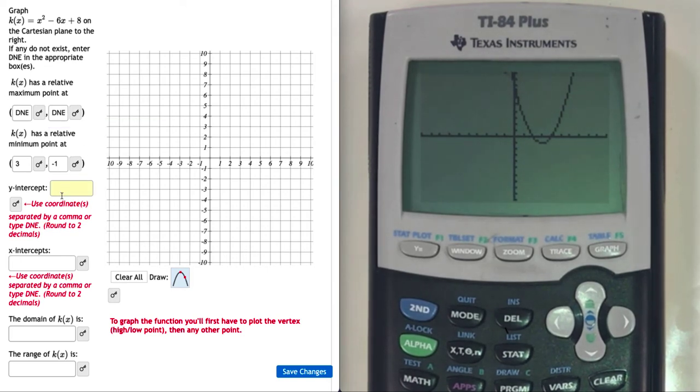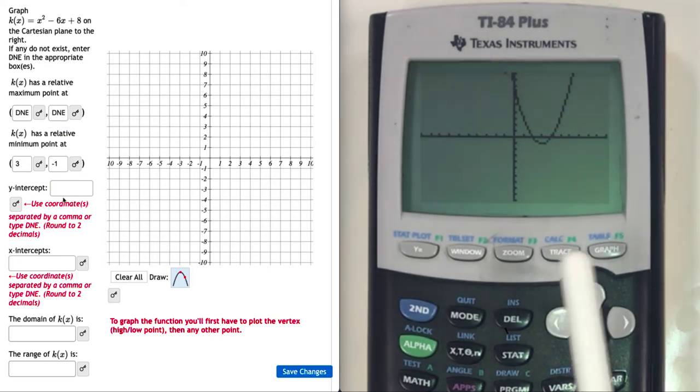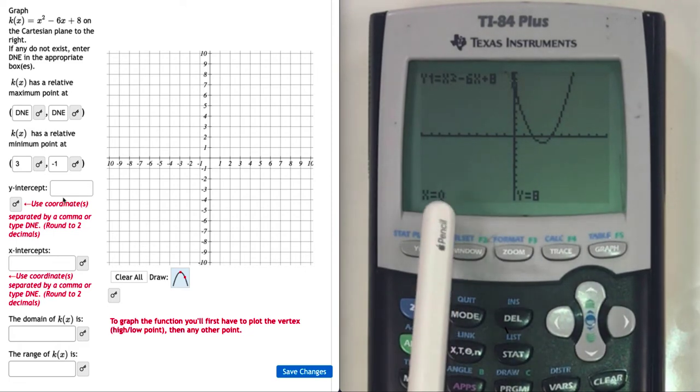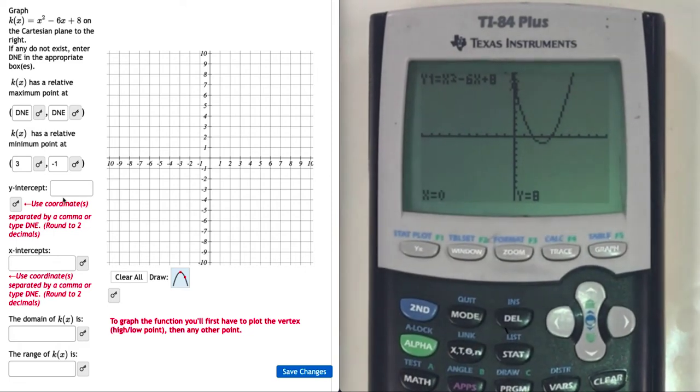Next, as we're trying to find the y-intercept, some easy buttons to press are simply trace, press the trace key, then type the number 0, and then hit enter. It will read out the y-intercept really fast for you as 0, 8.